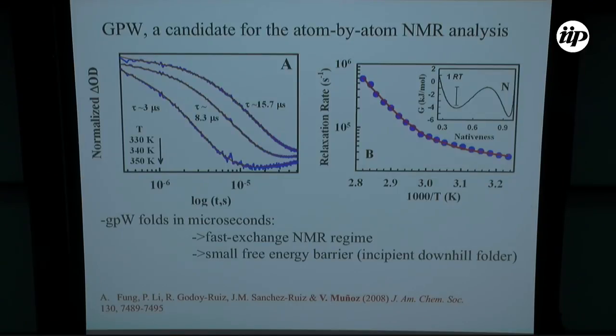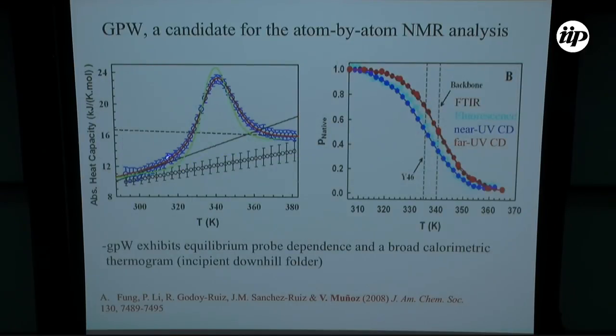We also did the equilibrium analysis by calorimetry, and the green is what you would expect if the protein were two-state-like. What you get is something broader. And this doesn't seem like much, but from the point of view of calorimetry, this is a big effect, let me tell you. Okay? So it tells you clearly that the protein is much less cooperative than you would expect for two-state. We also looked at the equilibrium using some low-resolution techniques like fluorescence and FTIR and circular dichroism.